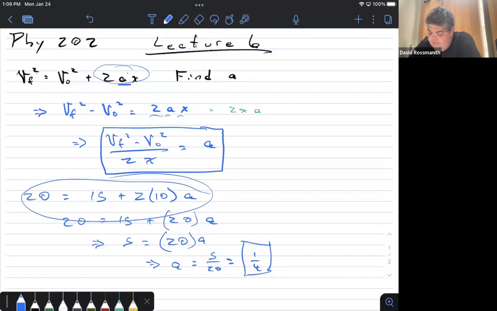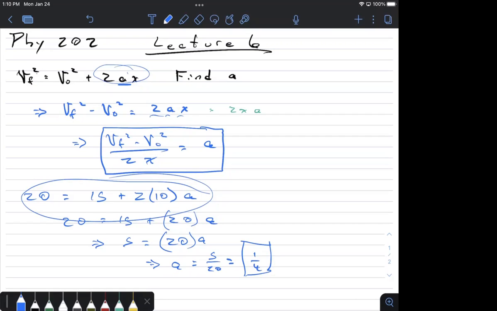So that was the point of that question. Given an algebraic equation with a whole bunch of variables, no numbers, can you rearrange the equation to solve for one of the unknown variables? In this case, I asked for A. Okay. Any other questions on that?